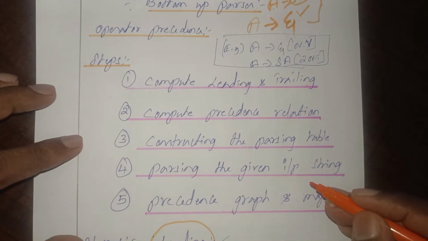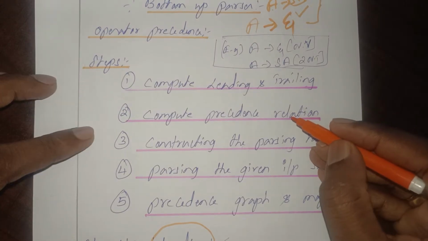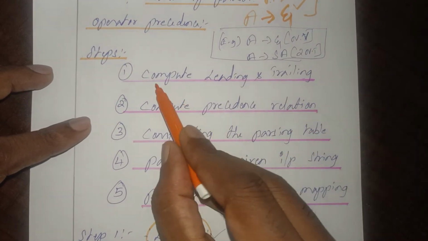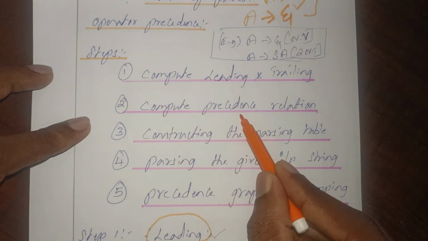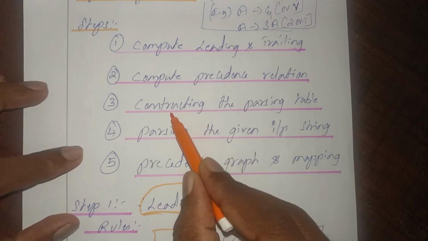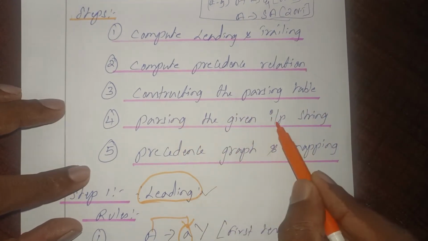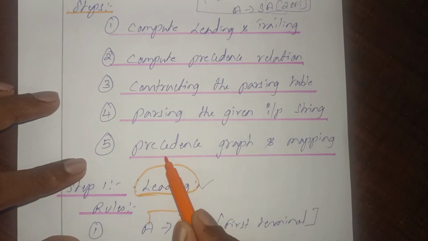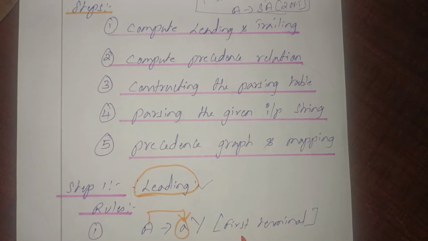So I am going to showcase now how operator precedence parsing is performed based on the steps. It has 5 steps to be performed. Number 1, compute leading and trailing. Number 2, compute precedence relations. Number 3, construct the parsing table. Number 4, parse the given input string. Number 5, precedence graph and mapping. So let me take you to the first step here.